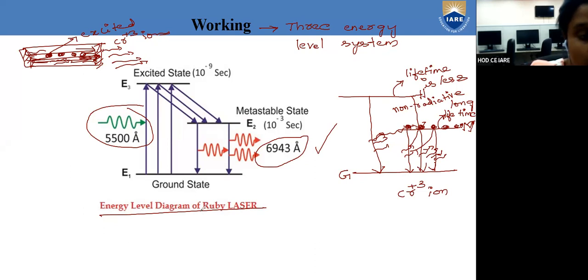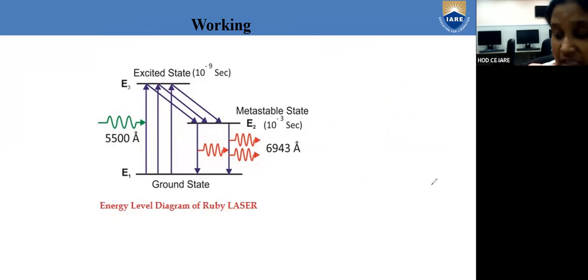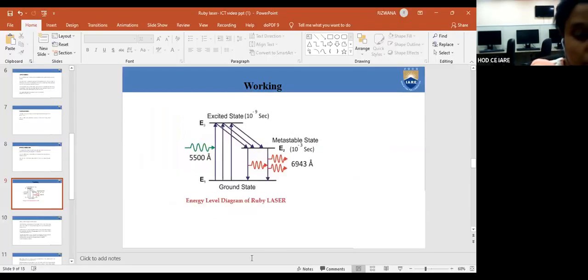Okay, so now I'm going to discuss the second type of laser. At least take the construction. Of course, time is almost over, but you try to take the construction. So what is the second type of laser? The second type of laser is the helium neon laser.